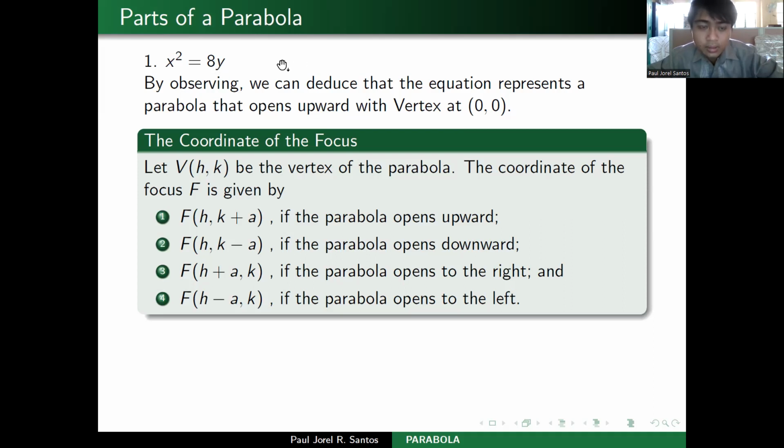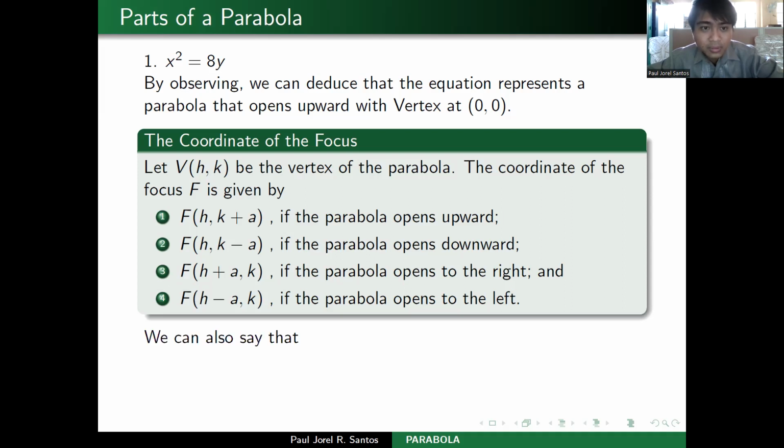Now, let V with the coordinates (h, k) be the vertex of the parabola. The coordinates of the focus F is given by, we have here number 1 if the parabola opens upward, number 2 opens downward, number 3 opens to the right, and number 4 opens to the left. Since a while ago I told you that the parabola opens upward, we are going to use the first one.